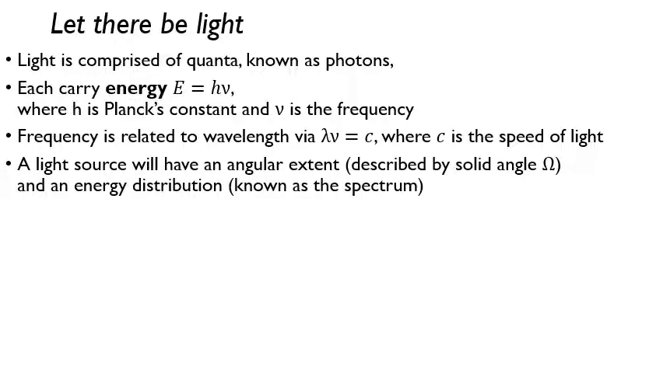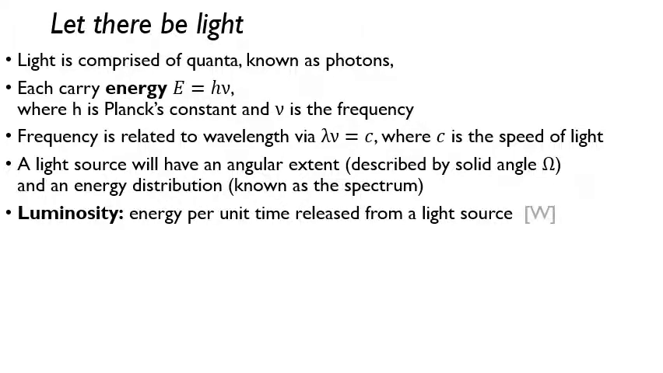And our light source, when we want to describe this light source, it's not just individual photons beaming perfectly in one direction. Your light source in real life is going to have some angular extent, like how open of a cone do you have in your light source? That's described by the solid angle. And there's going to be some energy distribution, and that is what we call the spectrum. So basically, what is the wavelength distribution of your light source?